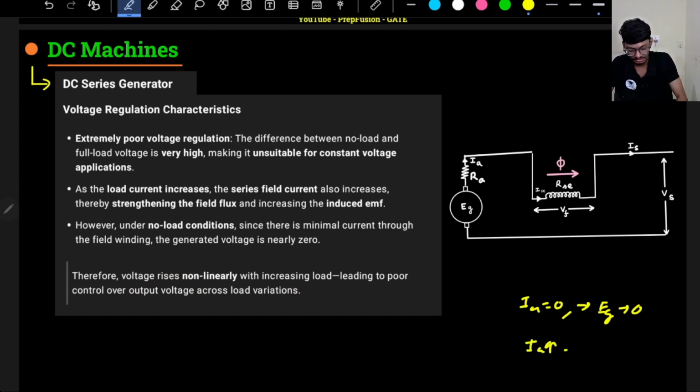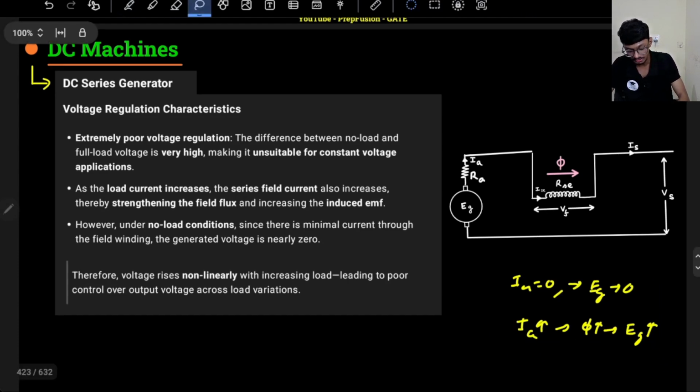When IA increases, the flux increases, so my EG also increases. So with increasing load, the generated voltage is increasing, right? With increase in load, the flux is increasing, hence the generated voltage is increasing. So it's quite the opposite characteristics, right? Because what we have seen till today is that when the current increases, the terminal voltage reduces, right? But it is quite the opposite here.